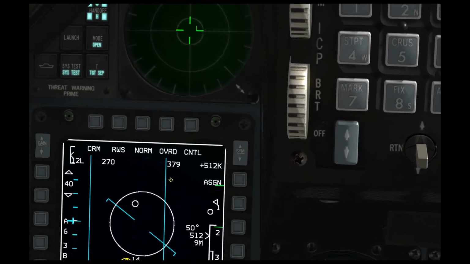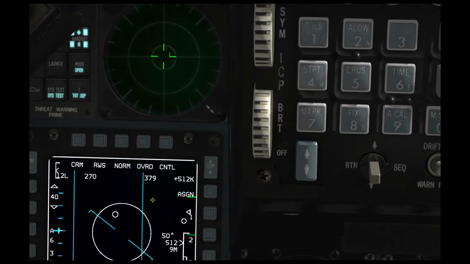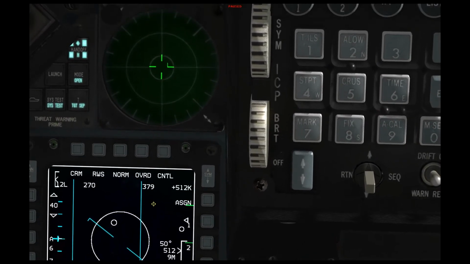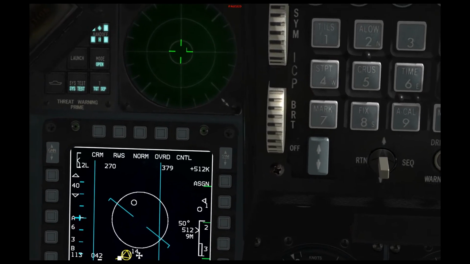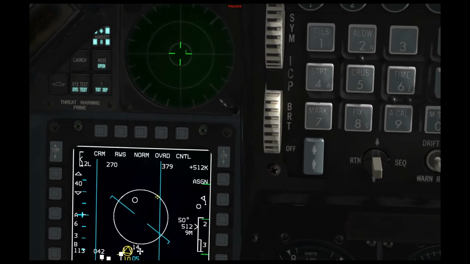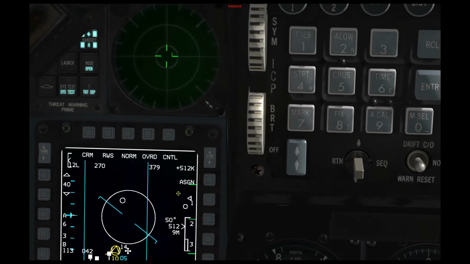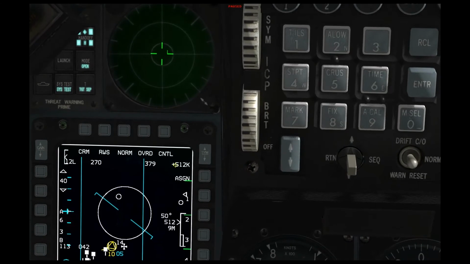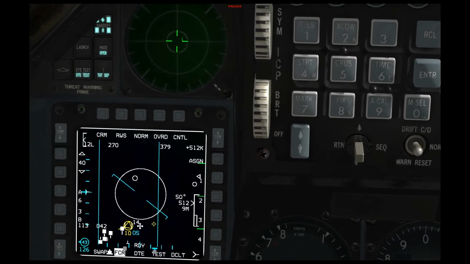Let's go over the numbers at the top. These are really important. So this top right number here, where it says plus 512, that is the closure rate. And what a closure rate is, it's how fast you're approaching or moving away from the target. So if it's positive, then you're moving towards the target. If it's negative, you're moving away from the target. Now, it's in knots. So right now I'm closing on this target at 512 knots.